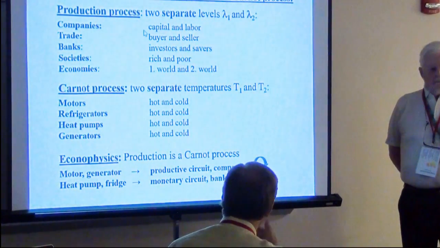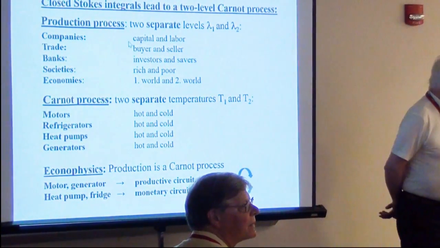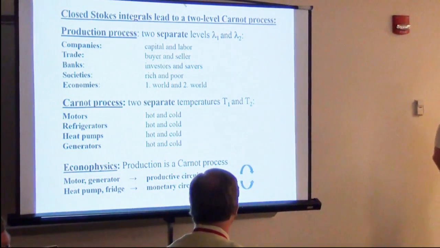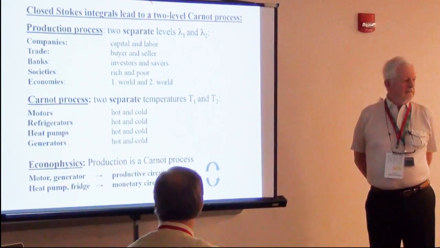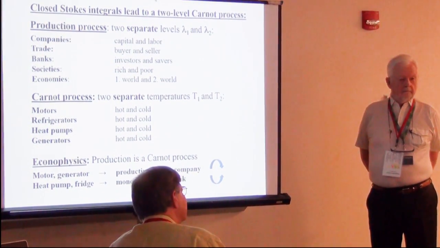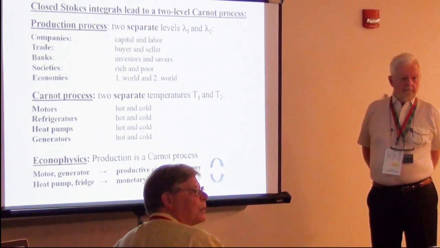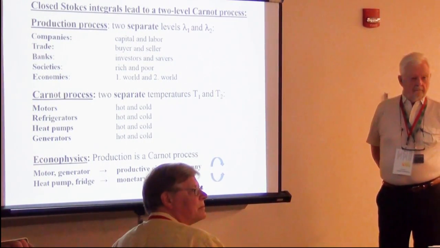And what we find here is that production is a Carnot process. We always have two separate levels. In companies, we have capital and labor. In trade, we have buyer and seller. In banks, we have investors and savers. In societies, we have rich and poor. Like in motors, refrigerator, heat pump, or generator, we always have hot and cold. And if both temperatures go together, like if we open the refrigerator, this is communism.